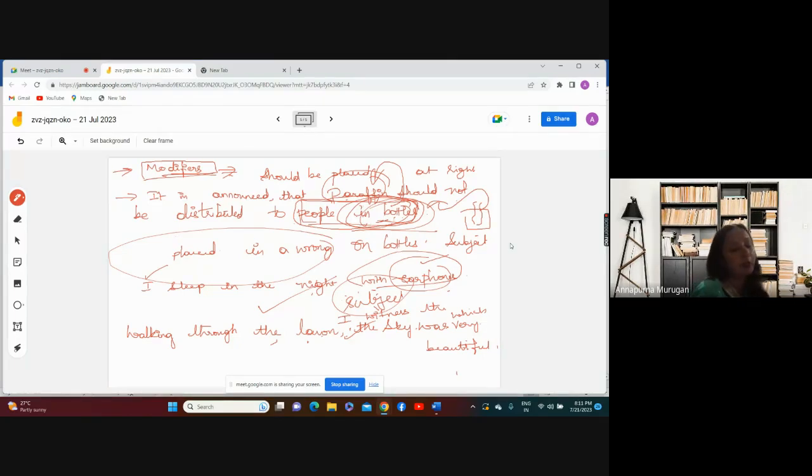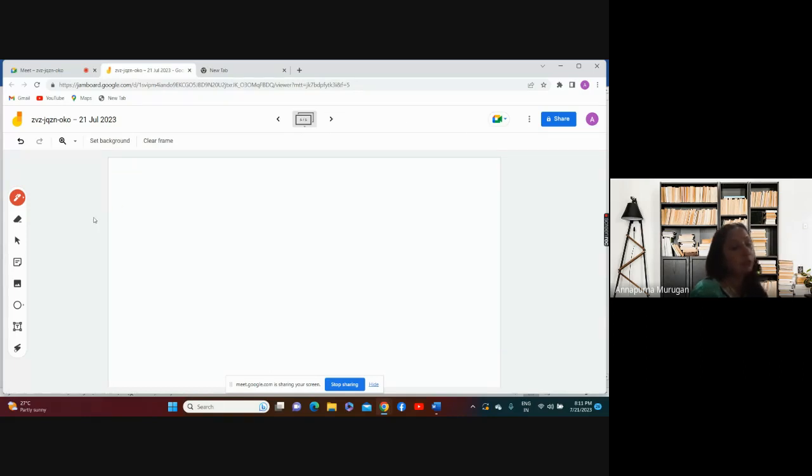Under modifiers, you need to work on misplaced modifiers and dangling modifiers. See, I'm giving you the hints on what you need to work on. Then, after modifiers, I want you to make your sentences in parallel structures. Parallelism.